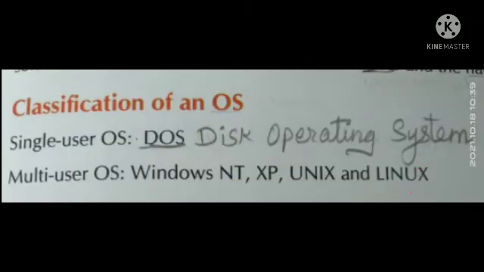There are two types of an operating system. Single user OS. OS stands for operating system. The example of single user OS, DOS prompt. DOS stands for disk operating system. Another one is multi-user OS. Example of multi-user OS, Windows NT, Windows XP, Unix and Linux.